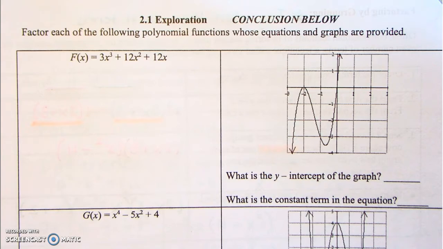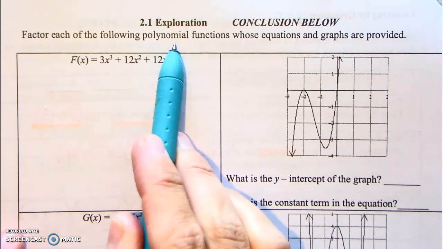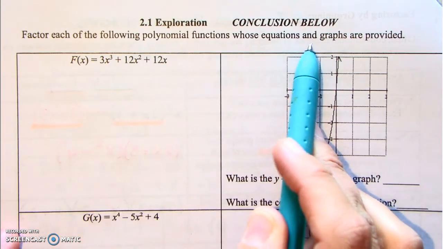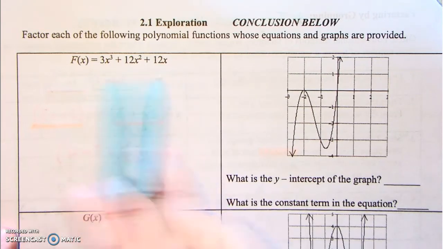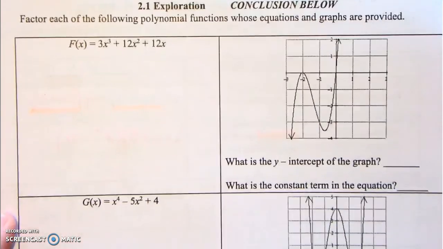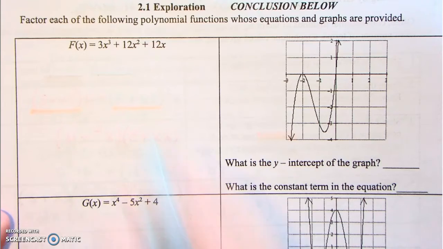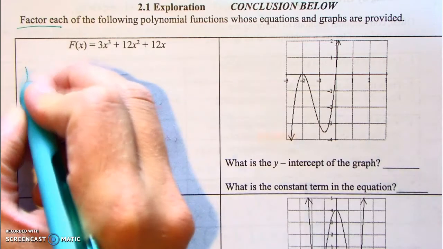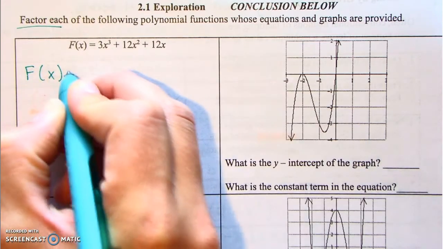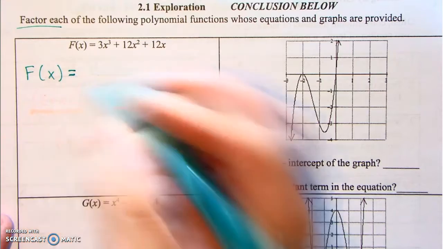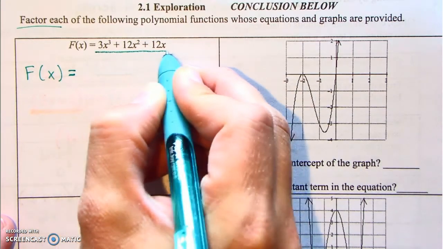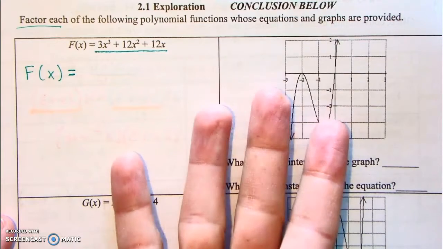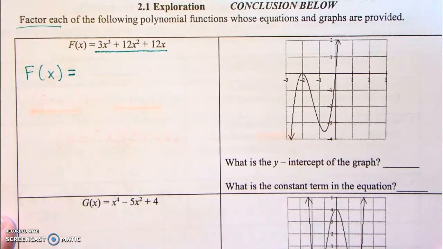Let's get to work. Factor each of the following polynomial functions whose equations and graphs are provided. Oh, cool. Okay, so here's the function, and then here's the graph. Ready? Are we supposed to factor? Factor. Capital F. Ooh, scary. It's like Father F. What do we always check for first? Well, first of all, does this have 4 terms? No. So it's not going to be factored by grouping.